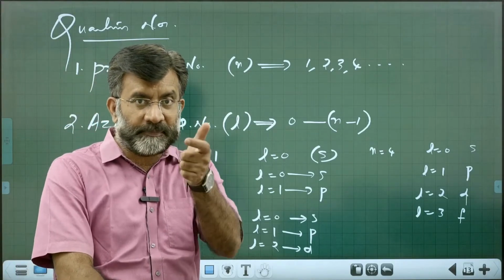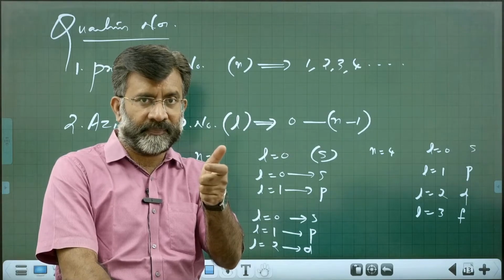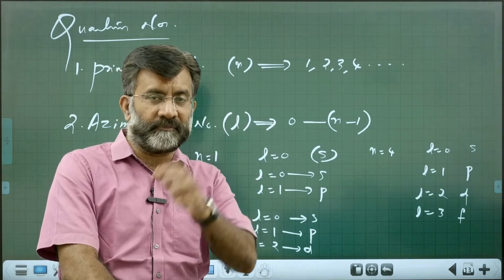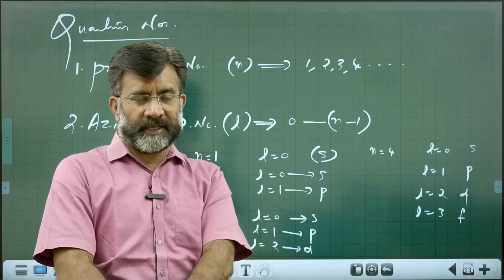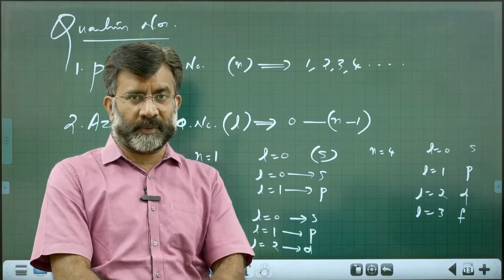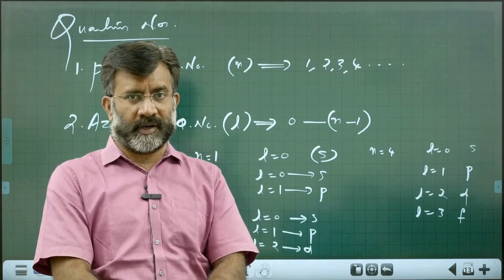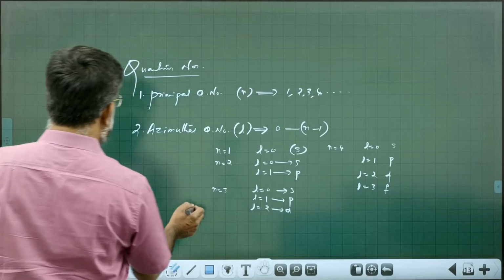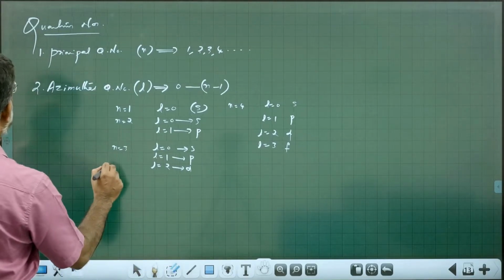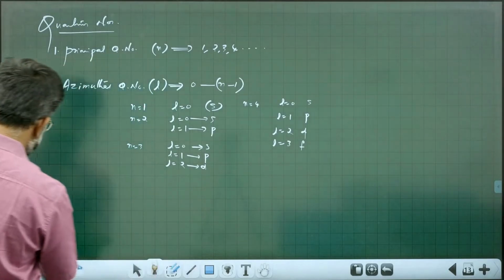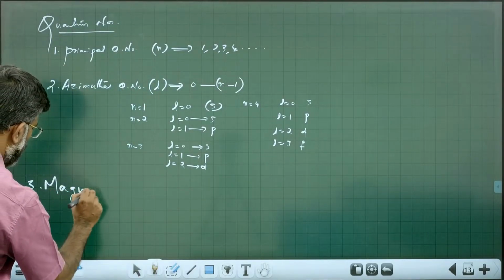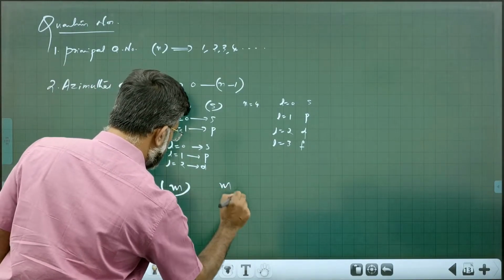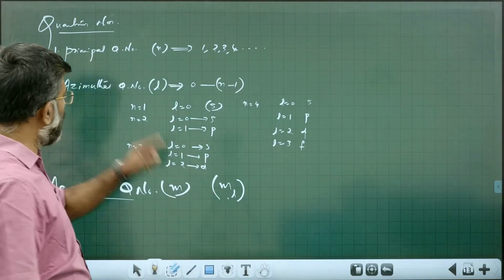The azimuthal quantum number explains the shapes of the orbitals, the sub-energy levels, and the orbital angular momentum values. It is called the subsidiary quantum number or angular momentum quantum number, designated by L. And the third quantum number designating the orbital is the magnetic quantum number. It is represented as m or sometimes ml, because this value depends on L.